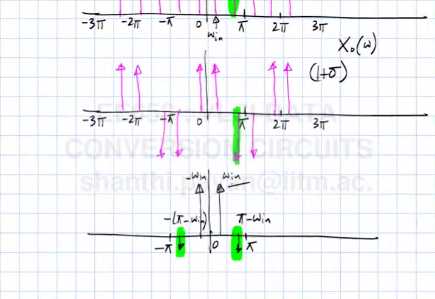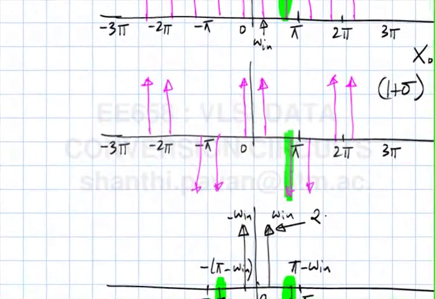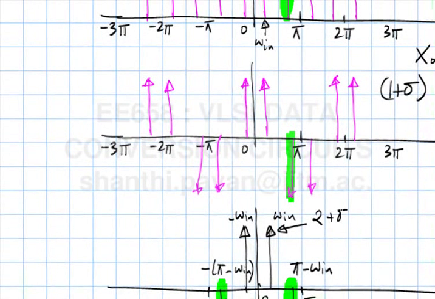So this will be proportional to, if this is 2, this will be delta. Hence, 1 plus 1 is 2. In fact, this will be 2 plus delta. And this will be delta. More importantly, what is the frequency at which you see the tones? It's pi minus omega n in the discrete time domain.